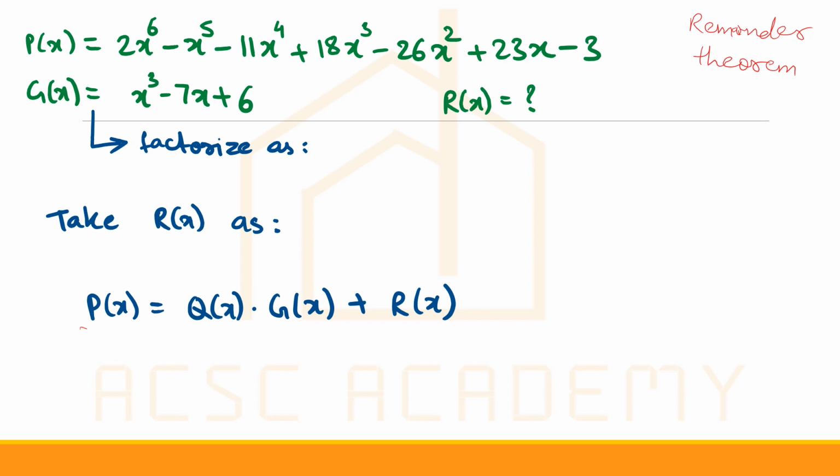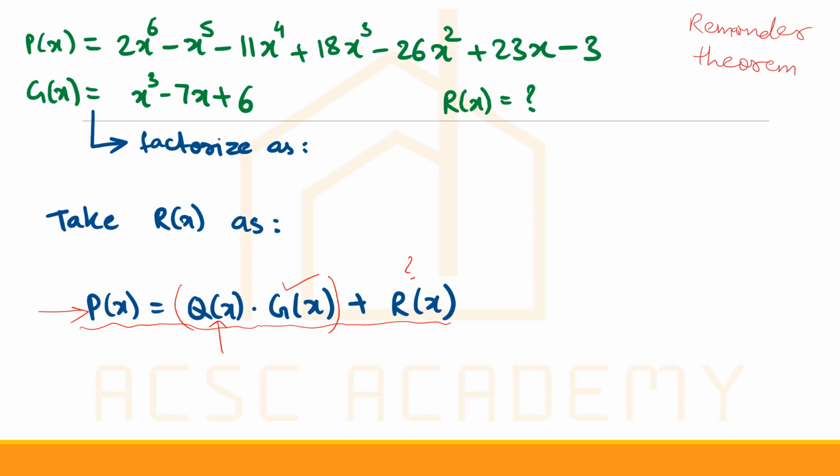This particular expression is at the heart of the remainder theorem. What it says is that we can express the given polynomial p of x as the product of q of x, which is some quotient which we are not actually aware of, and g of x, which is already given to us, and to this we add the remainder. This is unknown for this case, and that is what we need to find out.